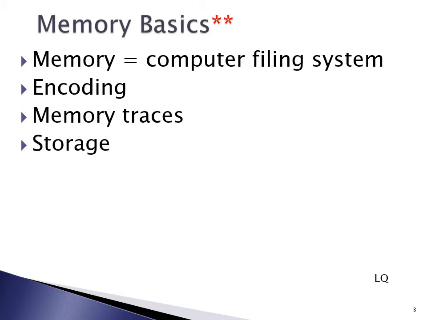Storage is where we put memories in the brain. We save information into files on our computer, and then we can use retrieval, which is the act of accessing the information, like pulling it out of files or opening a file on a computer.